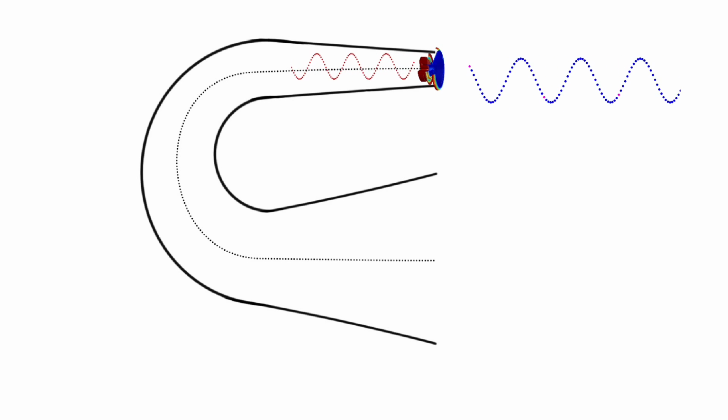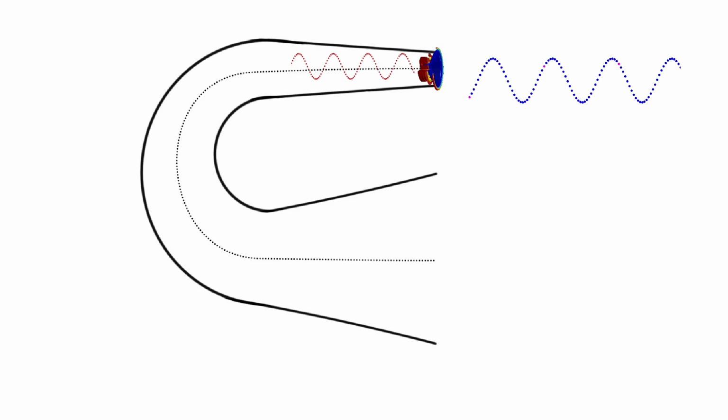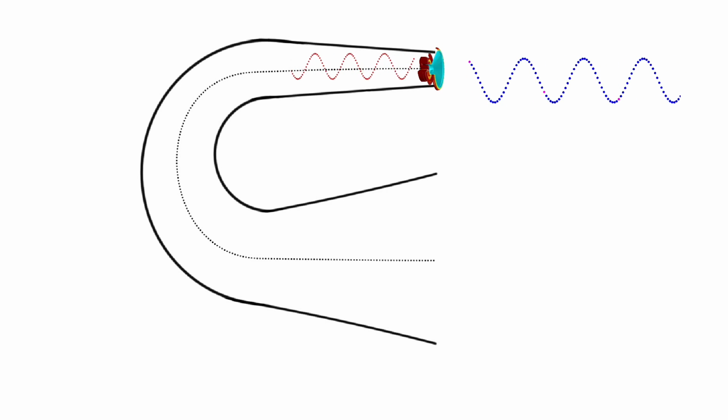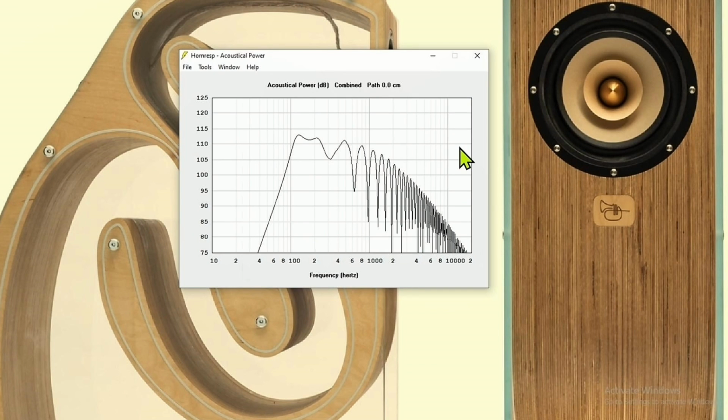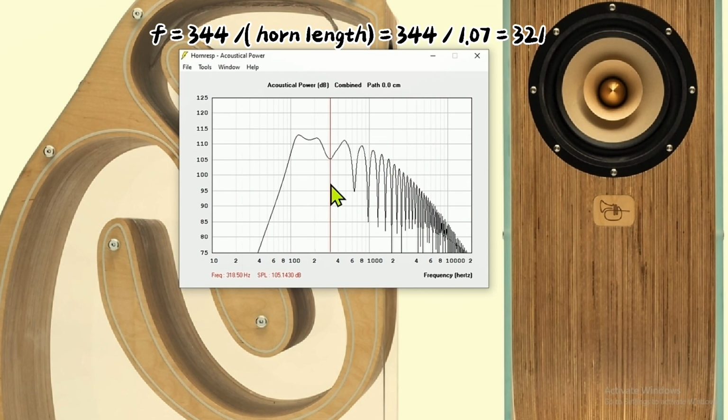Considering the horn length, due to the 180 degree cancellation, the resulting response of this system contains nulls. As you can see, the response contains nulls. The first null is calculated by this simple formula. The first null on the graph is very close to the value obtained from the formula.